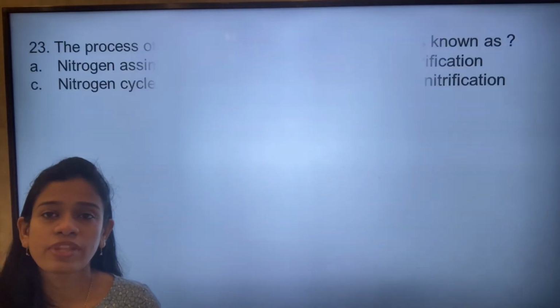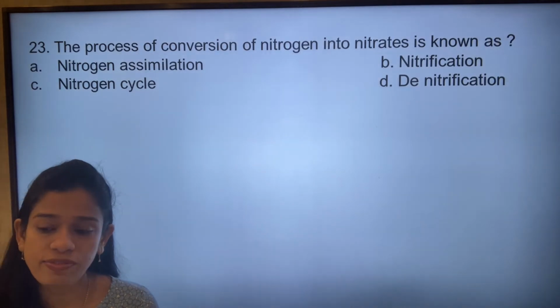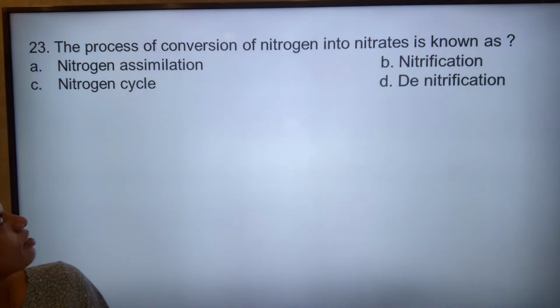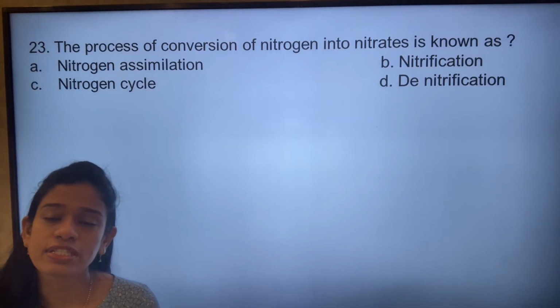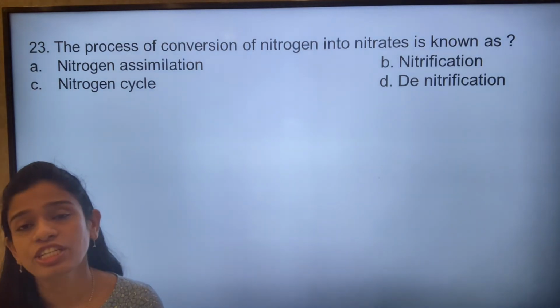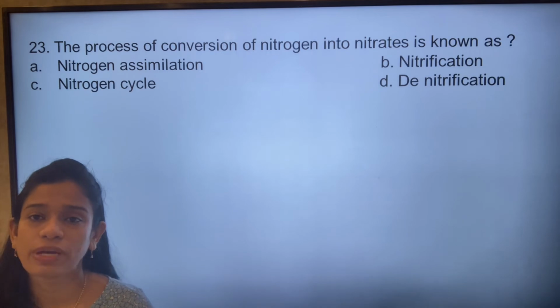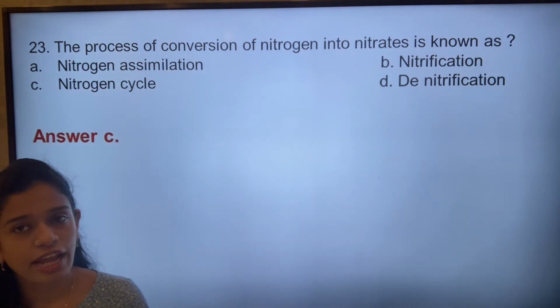So the next question: the process of conversion of nitrogen into nitrates is known as the nitrogen cycle. It is through this nitrogen cycle that the nitrogen present in the air is converted into nitrates, which can be utilized by the plants. So it is option C, that is the nitrogen cycle.